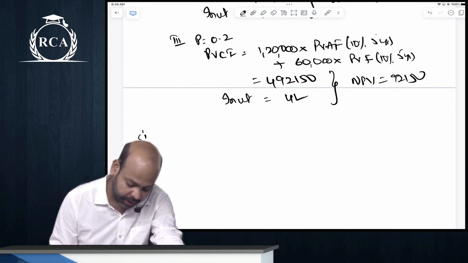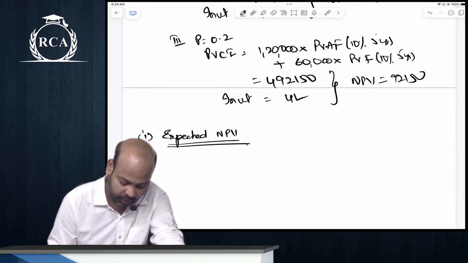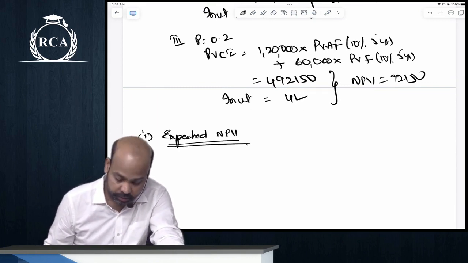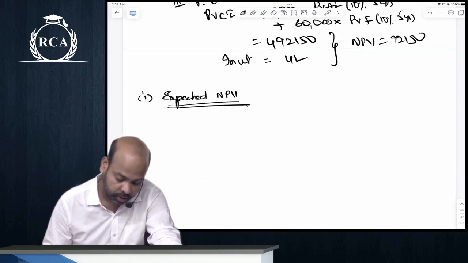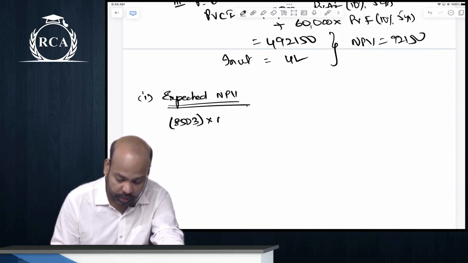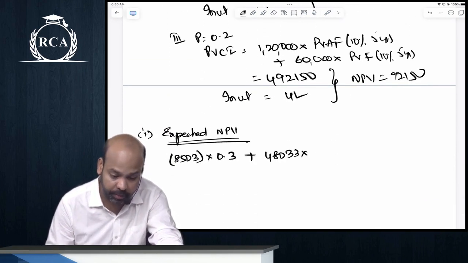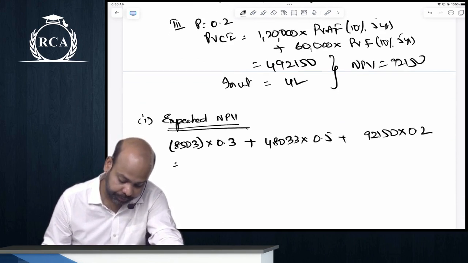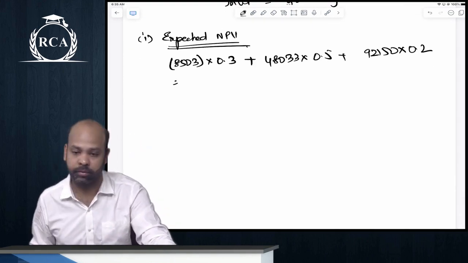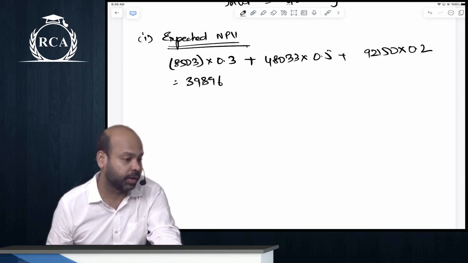Now, guys, what was asked in the first bit? Expected NPV. What will be the answer, guys? You will have to take all the three individual NPVs and multiply them by the corresponding probabilities. The first NPV was -8503, that you will multiply by 0.3. Second NPV is 48,033, that you will multiply by 0.5. The last one is 92,150, multiply by 0.2. How much does it come to? 39,000. This will be your expected NPV, guys.